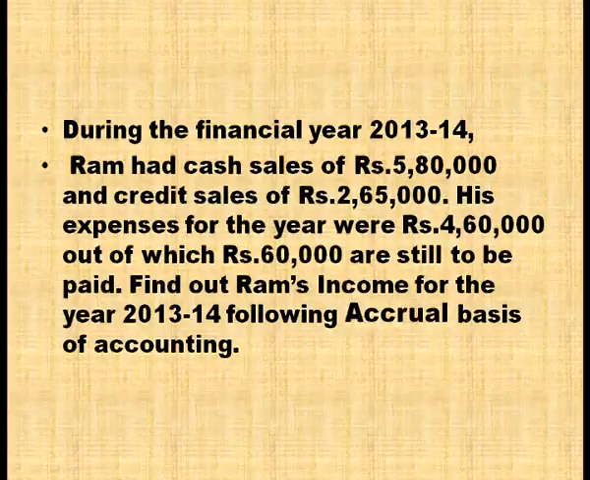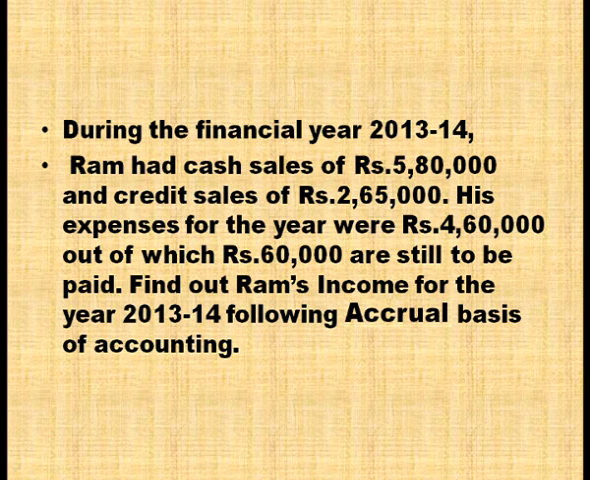During the financial year 2013-14, Ram had cash sales of rupees 5,80,000 and credit sales of rupees 2,65,000. His expenses were rupees 4,60,000, out of which 60,000 are still to be paid. Find out Ram's income for the year 2013-14 following the accrual basis of accounting.